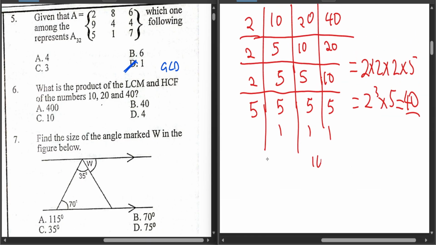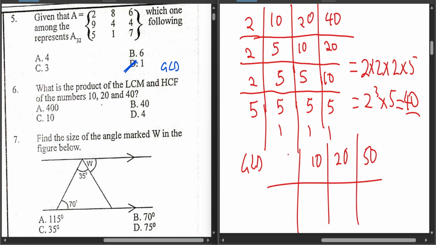That is why I'll use just this tiny bit. So the GCD, let me just use this tiny bit here. 10, 20, 40. Now you divide by 2, obviously. This 50, no, this is 40. So it's supposed to be 40. 10 divided by 2 is 5.